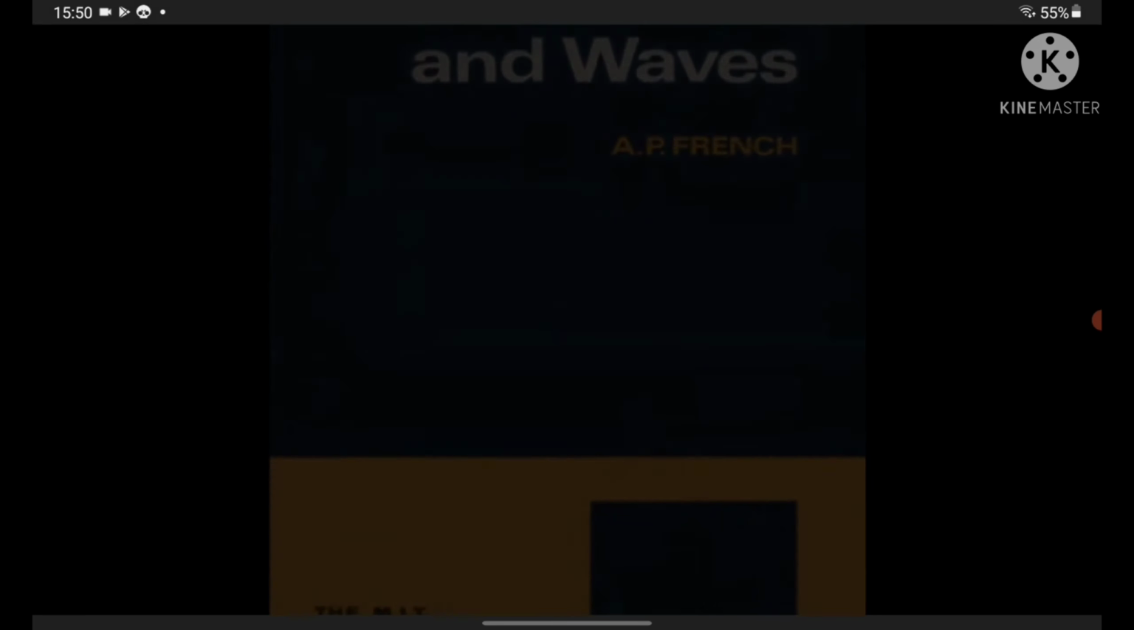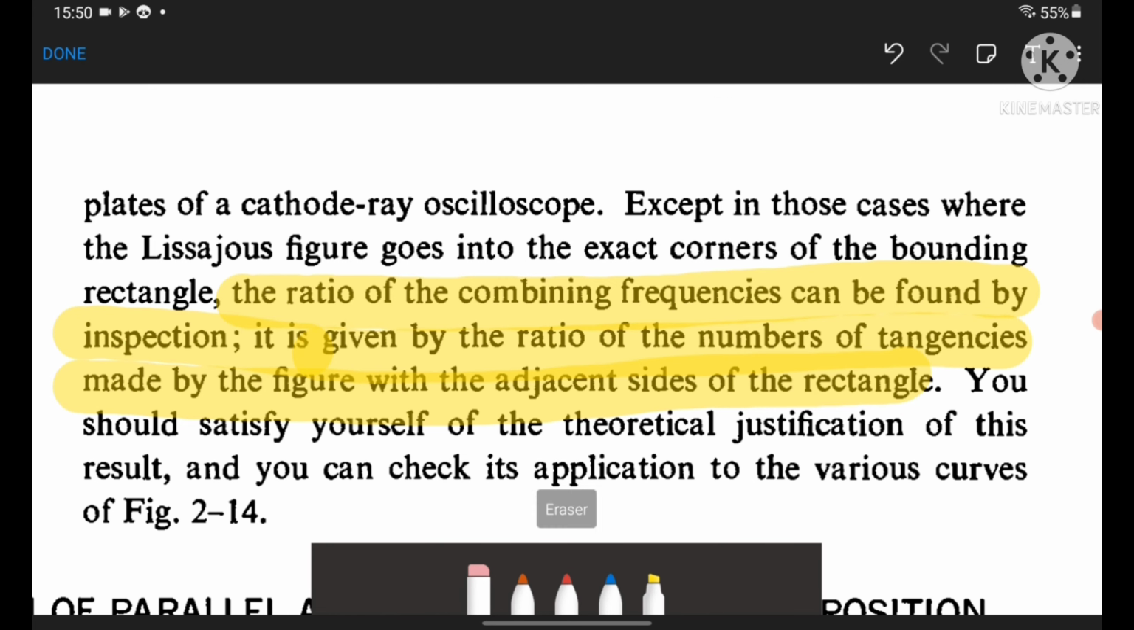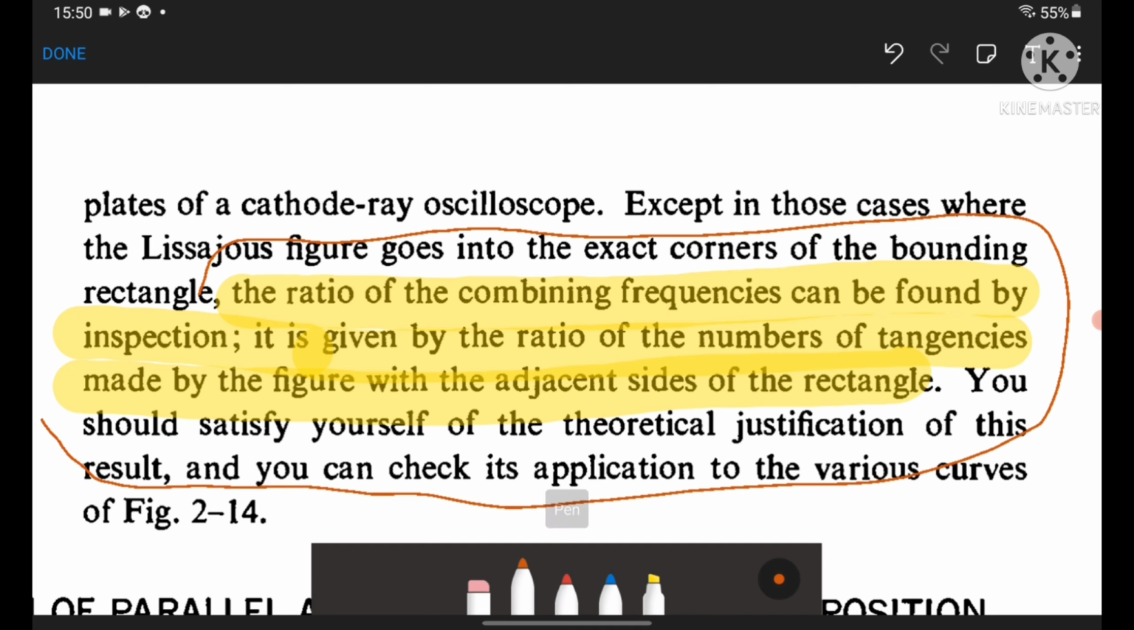So yeah, this is the book. For the thing that I have highlighted, it says the ratio of the combining frequencies can be found by inspection. It is given by the ratio of the number of tangents made by the figure with the adjacent sides of the rectangle. So what does that mean?